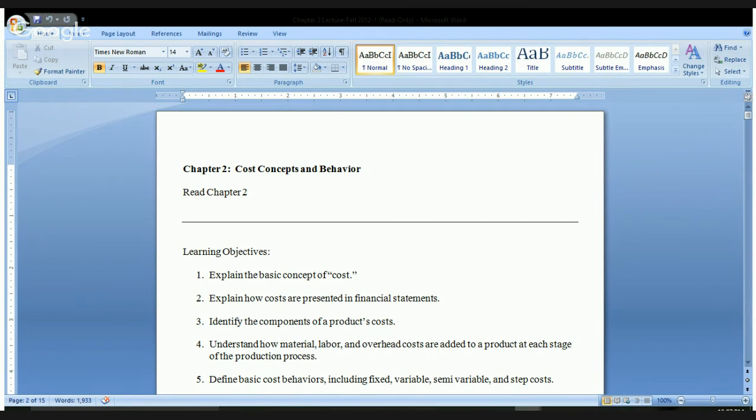Now on fixed cost, your fixed costs will not change. So the total cost will be the same no matter how many products you produce, whereas the cost per unit will go down the more products that you produce.